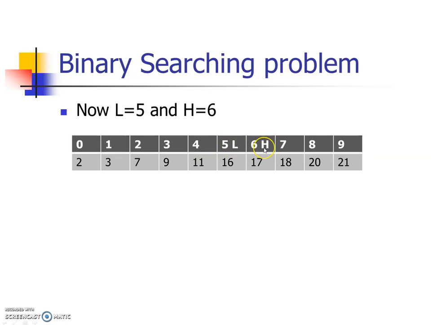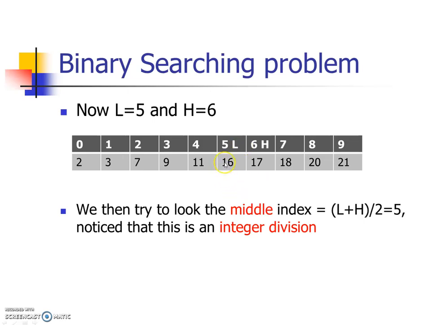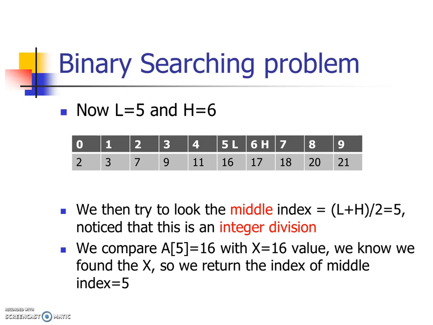When we find the middle index between 5 and 6, it is 5 plus 6 divided by 2, which equals 5. So we will see that 16 is equal to 16, and we hit our third case scenario, so we can report an index of 5.